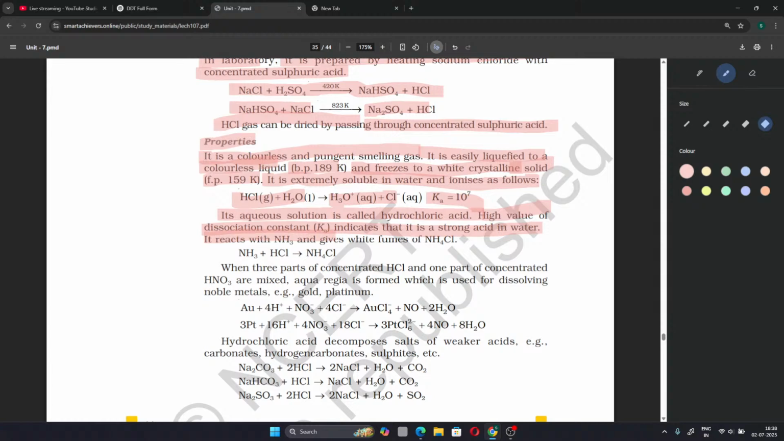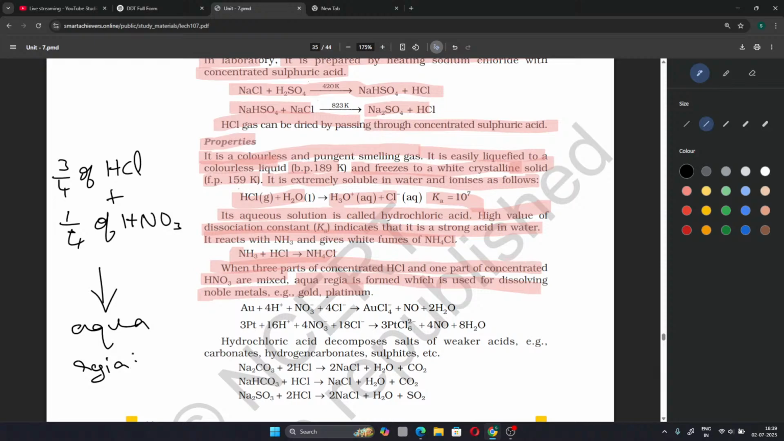It reacts with ammonia and gives white fumes of ammonium chloride. When 3 parts of concentrated HCl and 1 part of concentrated HNO3 are mixed, so 3 by 4 of HCl and 1 by 4 of nitric acid is mixed, aqua regia is formed, which is used for dissolving noble metals, for example gold and platinum.